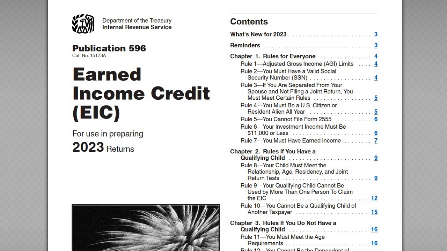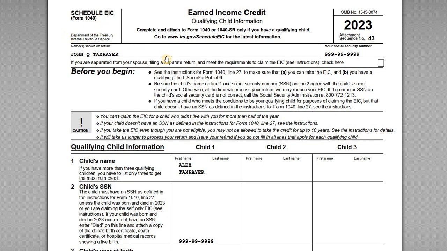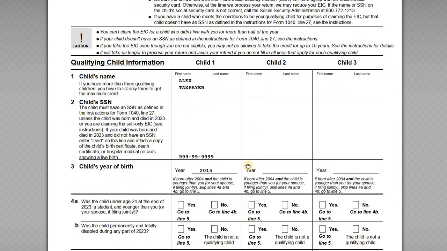So if we have a look at the tax return, we'll start going through this calculation. The first thing that's important to do here is the Schedule EIC. If you have a qualifying child that you're claiming for these purposes, you need to include the Schedule EIC and attach it to your return. So the information here is pretty straightforward, right?